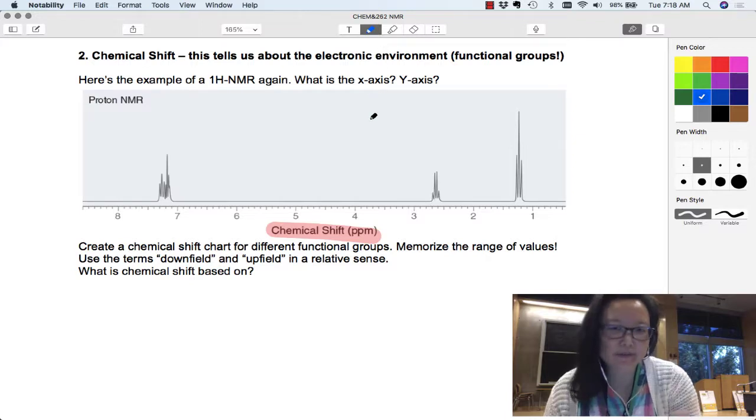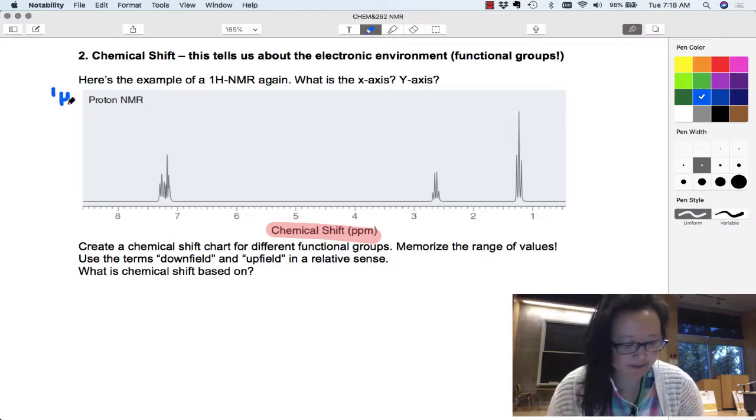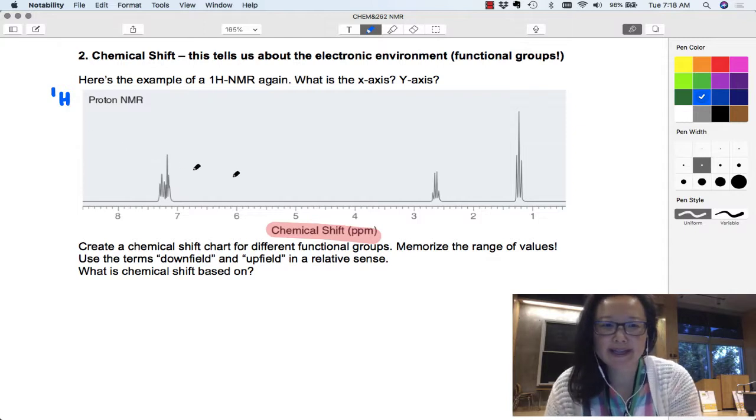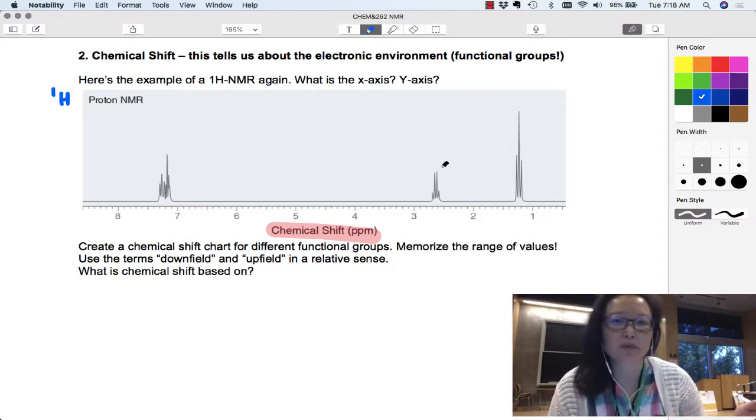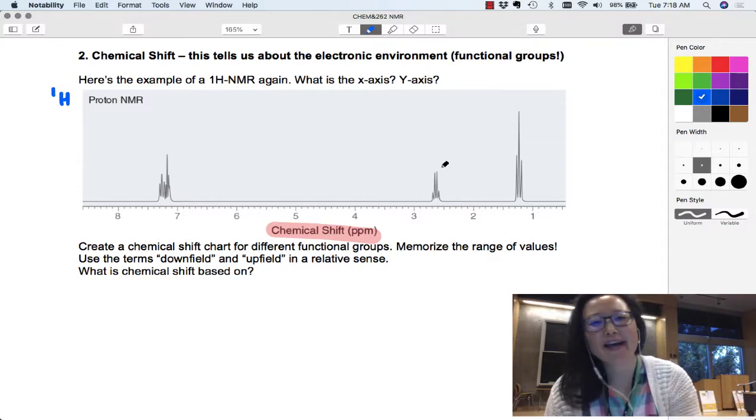So in general, for proton NMR, which is looking at hydrogen-1 nuclei, we have a range that usually goes from 1 to 8, and then there are some at 9, 10, 11, 12 and so forth. But generally, between 1 and 12, you can usually see a range of functional groups.